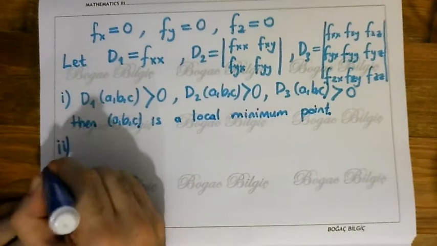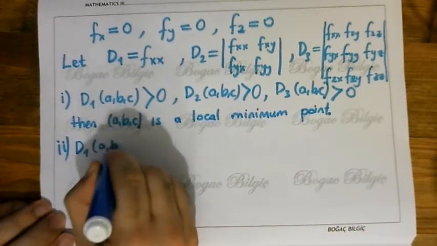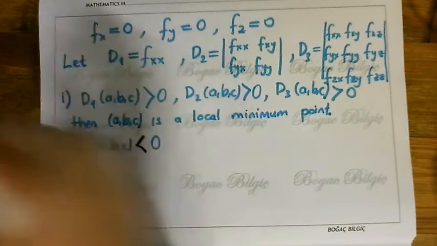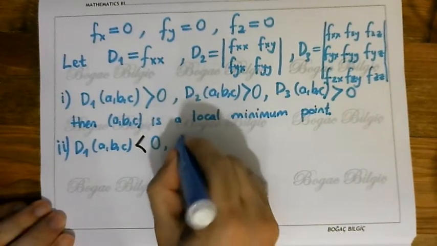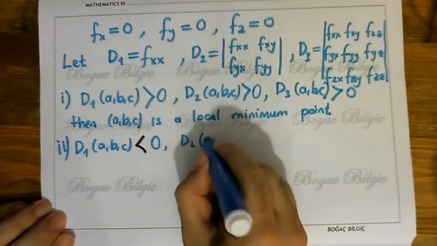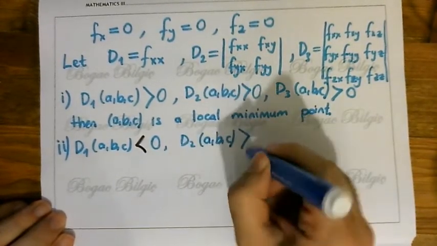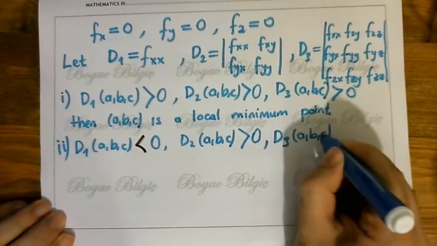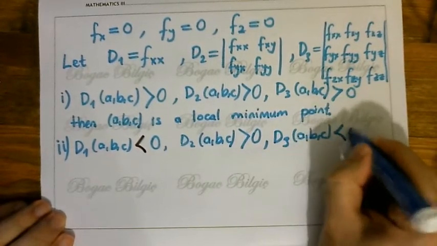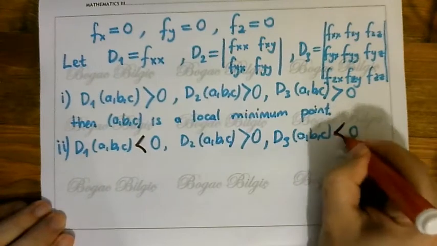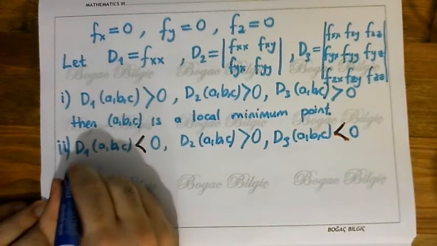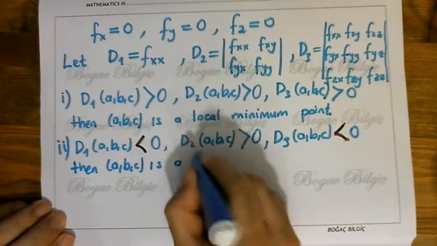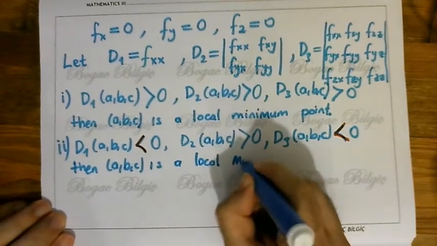2. D1 at (a,b,c) is smaller than 0, and D2 at the point (a,b,c) is bigger than 0, D3 at the point (a,b,c) is smaller than 0. This is important. Then the point (a,b,c) is a local maximum point.